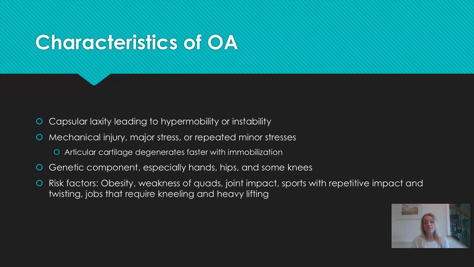There are some known risk factors for osteoarthritis, and some we can control, some we cannot. But being overweight or obese tends to wear the joints down a little bit faster. Weakness of the quads, doing any type of sports or work activities where there's repetitive impact on those weight-bearing joints, kneeling, heavy lifting, things like that are going to tend to wear down those joints a little bit faster than someone who doesn't do those things.